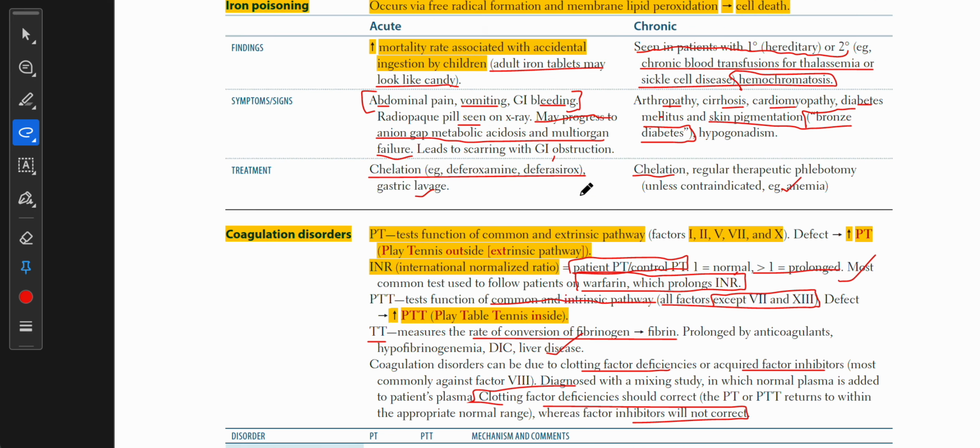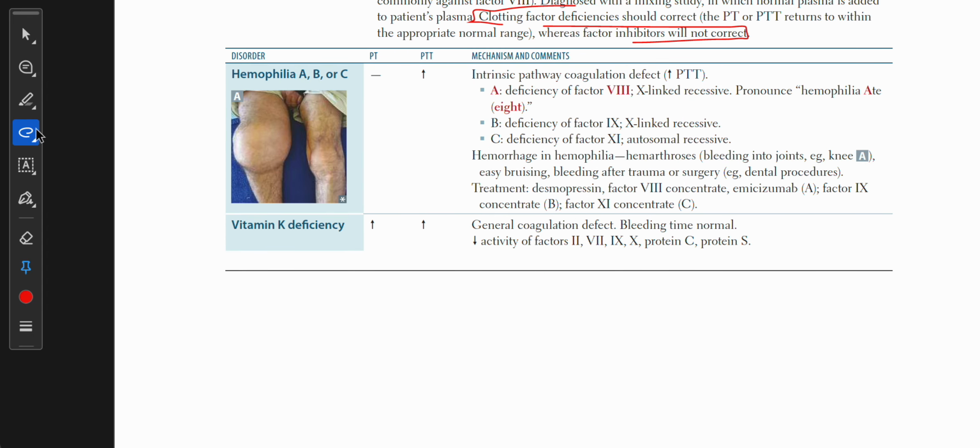So the disorders in coagulation are usually hemophilia A, B, C, as I have said earlier, and also vitamin K deficiency. What happens in hemophilia A, B, C is this is a genetic disease. In A, there is a deficiency of factor 8, like hemophilia 8, right? Okay, you can remember like that, hemophilia 8. A for 8, E for 8. They pronounce the same, right? So intrinsic pathway coagulation defect. Hemophilia A, B, and C, all three of them are intrinsic pathway coagulation defects.